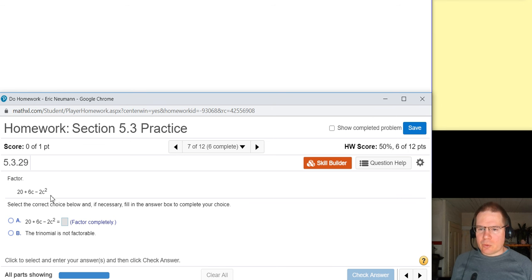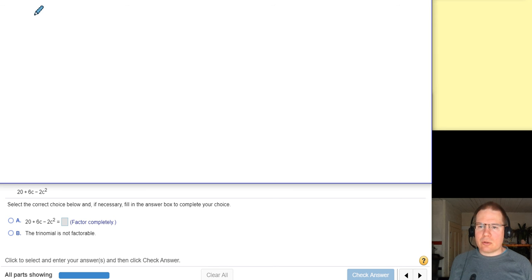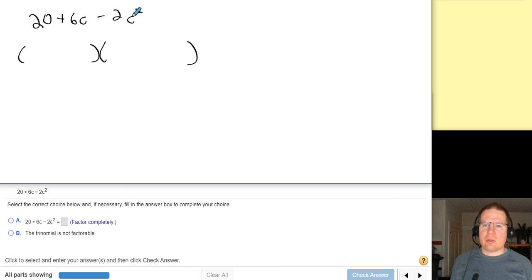All right, here, this one's a little bit different. My c is at the end. We can still do it as written. 20 plus 6c minus 2c squared. Where I'm putting the c at the end, right? So 2 is a prime number here. So I've got 2c and c. It's negative, so one of them's minus, the other's plus.